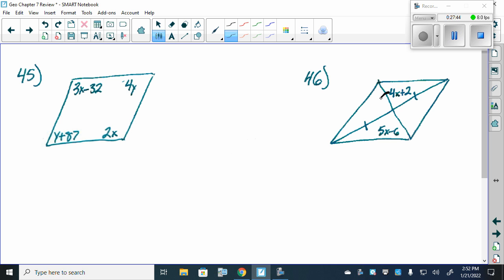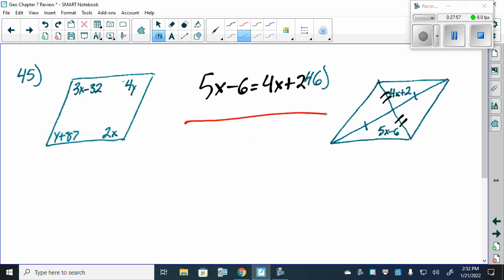So 46, these two here are going to be congruent to each other. So we can set it up as 5x minus 6 is equal to 4x plus 2. Then we can solve for the value of x by first subtracting 4x from both sides, which tells us x minus 6 is equal to 2. And then we can add 6 to both sides.